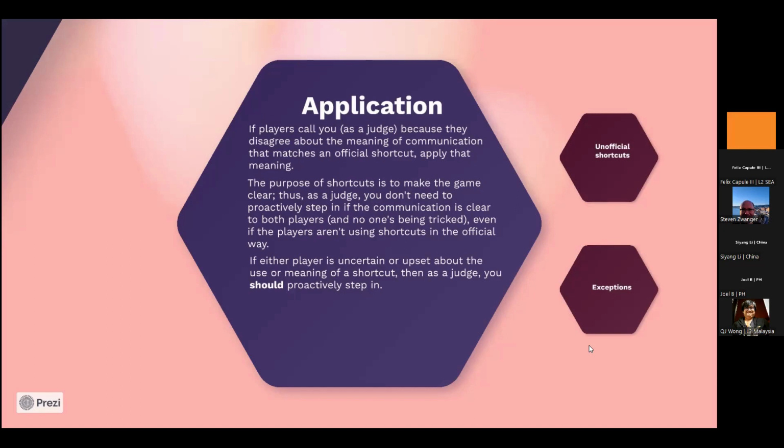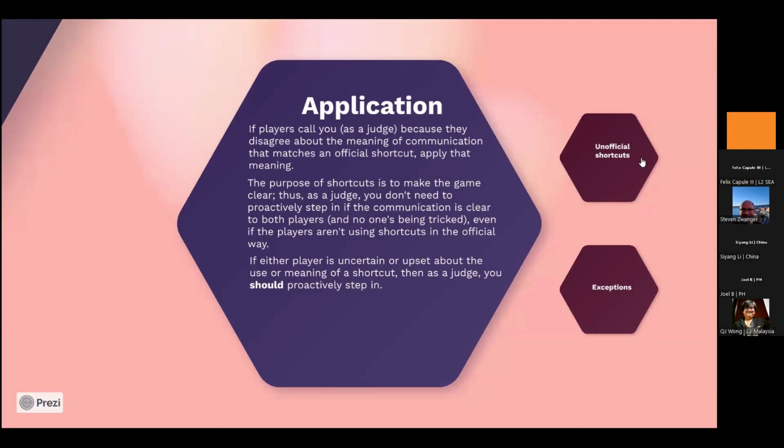Conversely, if one of the players is uncertain or upset about the meaning of a shortcut, or what their opponent thinks it means or what they think it means, or if they don't agree, then as a judge, you should step in, even if the players don't call you. If you are aware of this disagreement between them, if you're watching a match and they start arguing with each other, if a spectator comes to get you and says, hey, judge, in the match over there, the player seems a little unclear about what a shortcut means, you should go ahead and start speaking to the players, clear up their communication, even if they did not call you over.